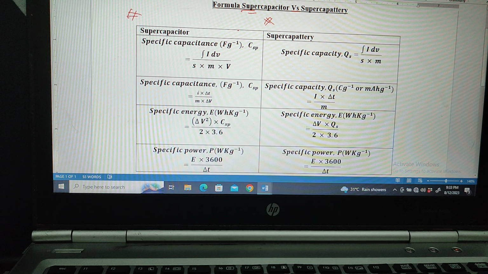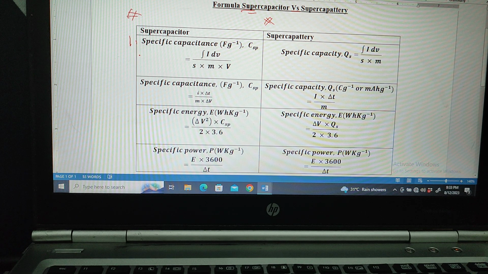The only difference based on specific capacitance is that in one of them we are using the unit farad per gram, and in the other the unit is coulomb per gram or milliampere hour per gram. So let's start one by one. We go to supercapacitor first. This is the basic formula. Number one is the basic formula to calculate specific capacitance.